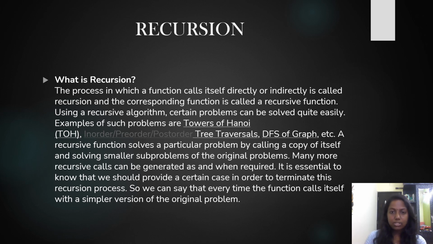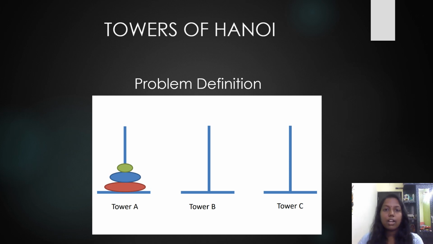It is impossible for us to write that function n number of times, since we don't know what our n could be and how many times that n could be. So when we say recursion, this is a function which calls itself again and again to solve the problem, it reoccurs again and again. So this helps in recursion. Now, as I said, there are a few problems: towers of Hanoi, traversals, and such. So first let's look at towers of Hanoi.